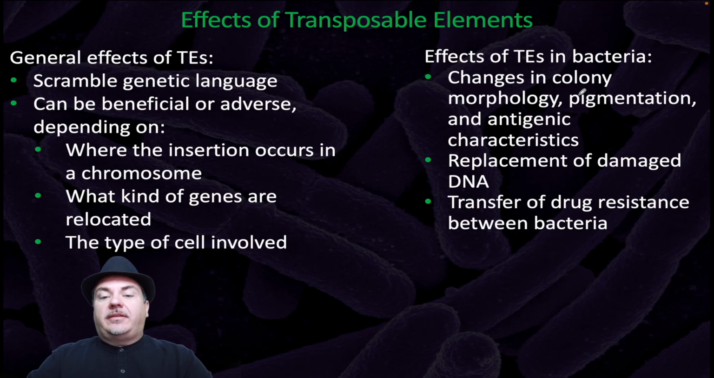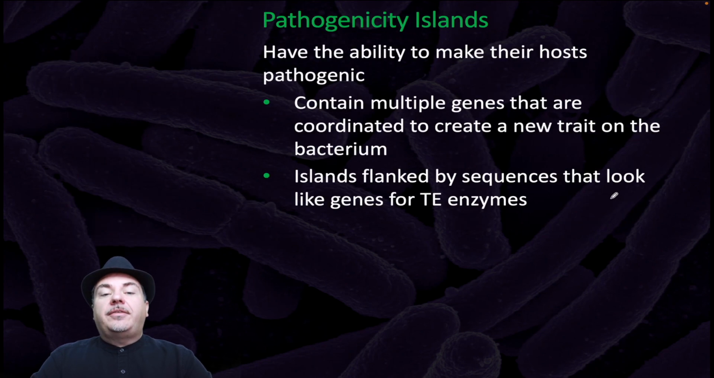Now, in particular in bacteria, transposable elements can cause changes in colony morphology, pigmentation, and antigenic characteristics. It can involve replacement of damaged DNA, and it can transfer drug resistance between bacteria. Pathogenicity islands have the ability to make their host pathogenic. They contain multiple genes that are coordinated to create a new trait on the bacteria. Islands are flanked by sequences that look like genes for transposable element enzymes.